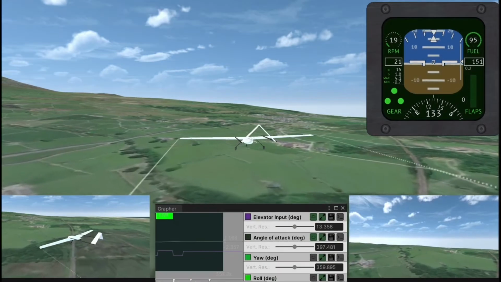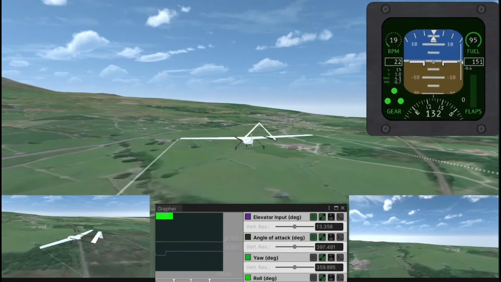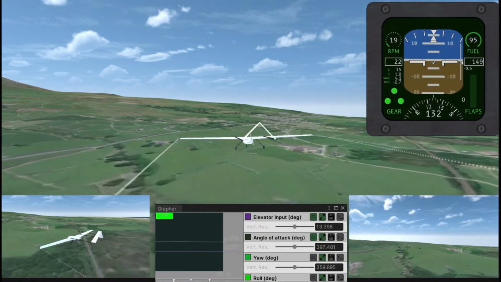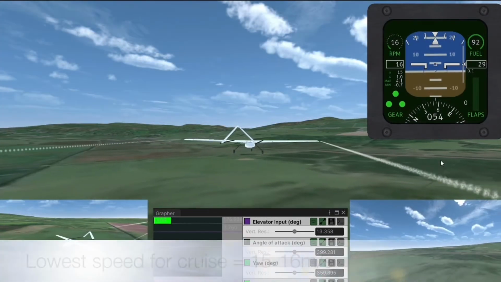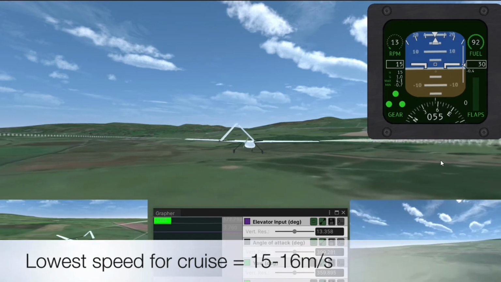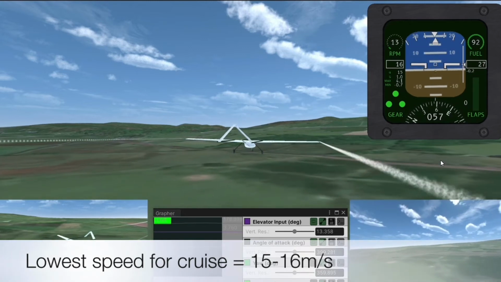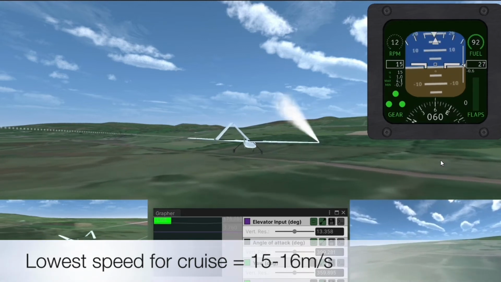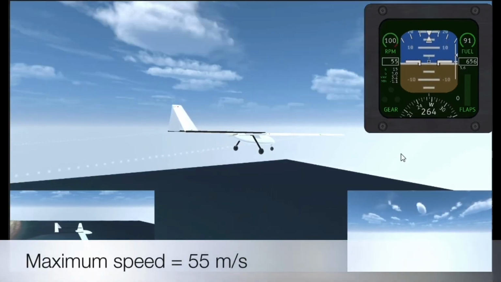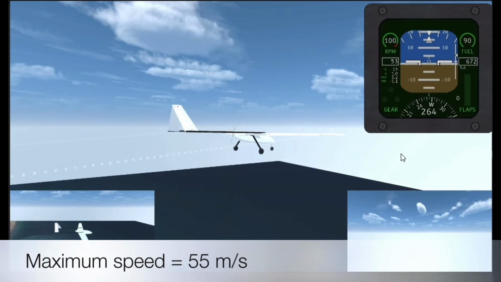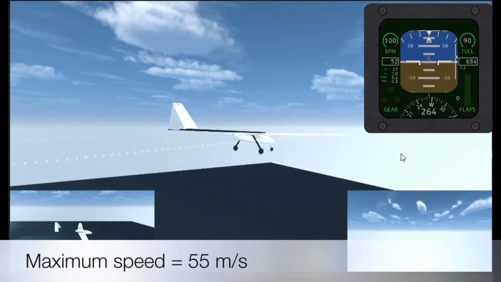At a cruise speed of 22 meters per second, the throttle was set to 19 RPM and the elevator trim was set at minus 2.4 degrees. The lowest speed at which the aircraft can maintain approximately steady level flight is 15 meters per second at around 30 meters altitude. The highest speed achieved in steady level flight was 55 meters per second at an altitude of around 660 meters.